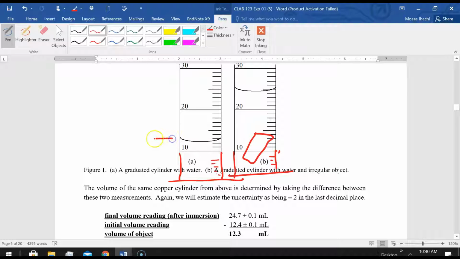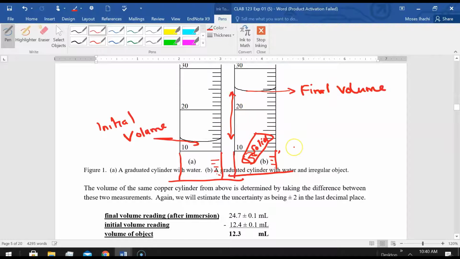So you read this volume and call it the initial volume. After you drop the solid, the irregular solid that's shapeless, the volume increases because the solid displaces a volume equal to itself. So you read this volume right here, that will be the final volume. So the difference will be the volume of the object.